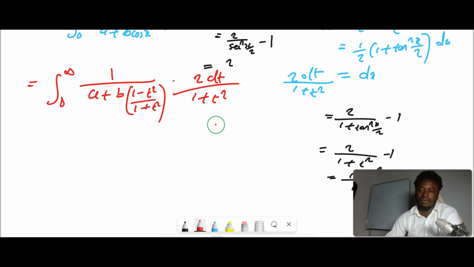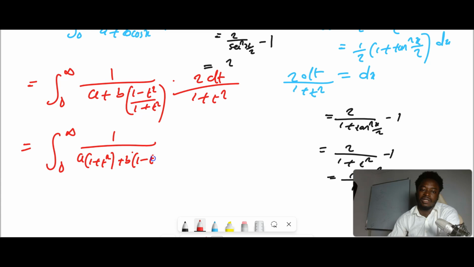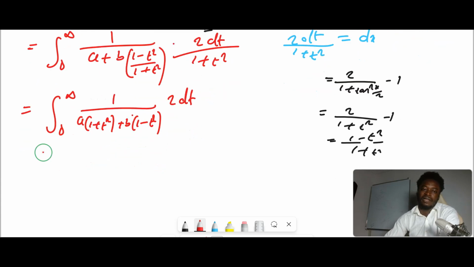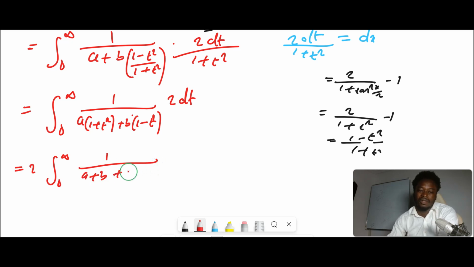Now we need to simplify, and this lands us at, let's say, 1 plus t squared cancelling out at the top, so you have the integral from 0 to infinity of 1 over a times (1 plus t squared) plus b times (1 minus t squared), and then you have 2 dt. So we can bring out the 2, and you have 2 times the integral from 0 to infinity of 1 over (a plus b) plus (a minus b) t squared dt.